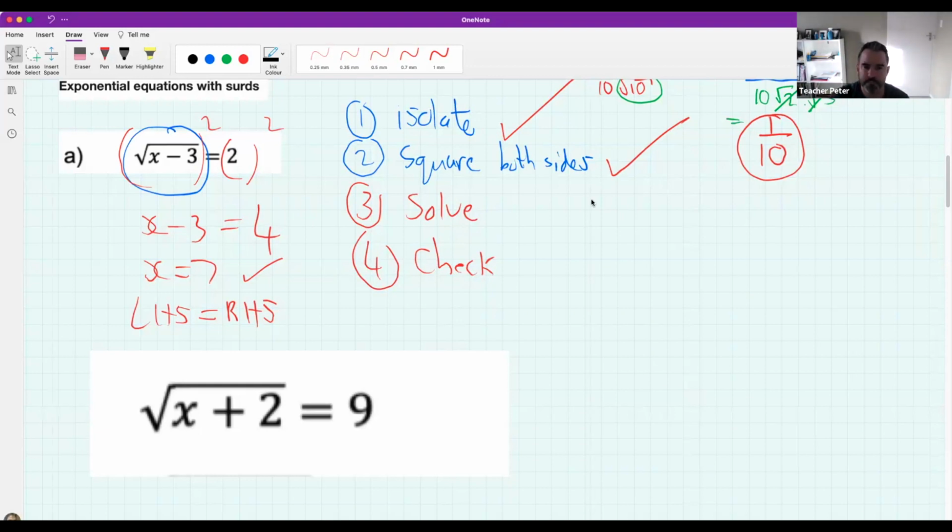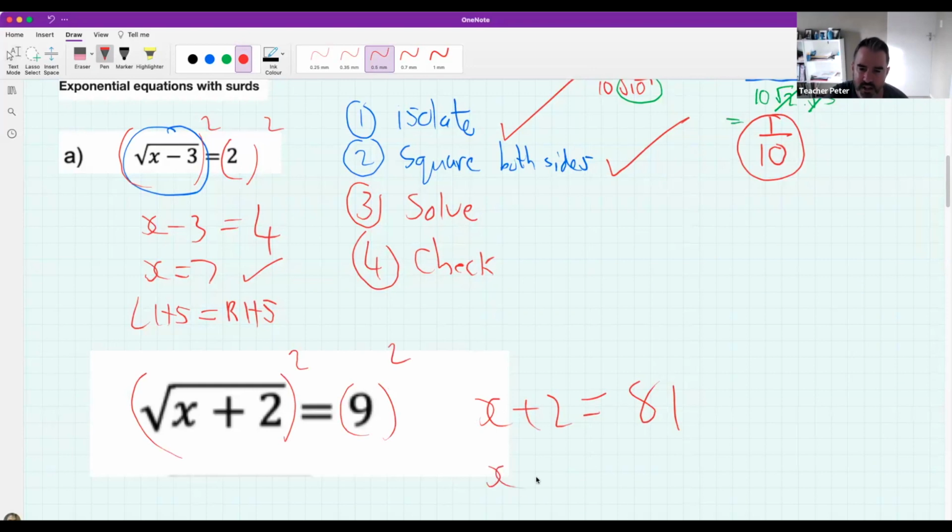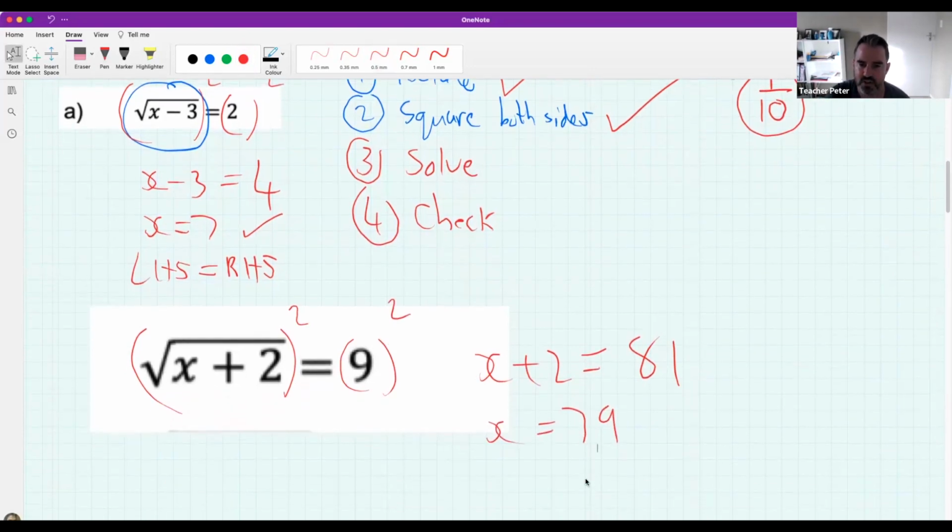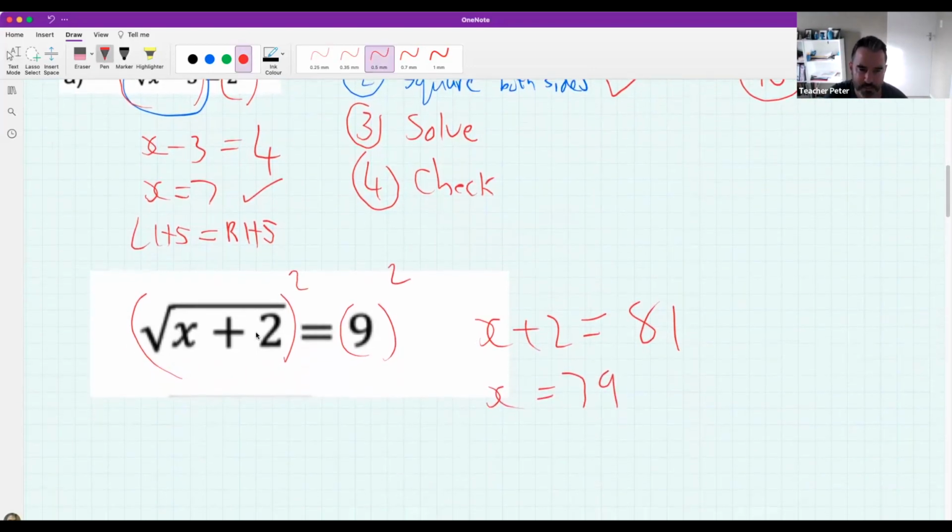Okay. So let's have a look. If we square both sides, we're going to get x plus 2 is 81. Now, just to show it explicitly, I get that. And then x is 79. Now, let's just check that. 79 plus 2 is 81. The square root of 81 is 9. And so, just to show that we have checked it, we just say that. And it's a valid answer.